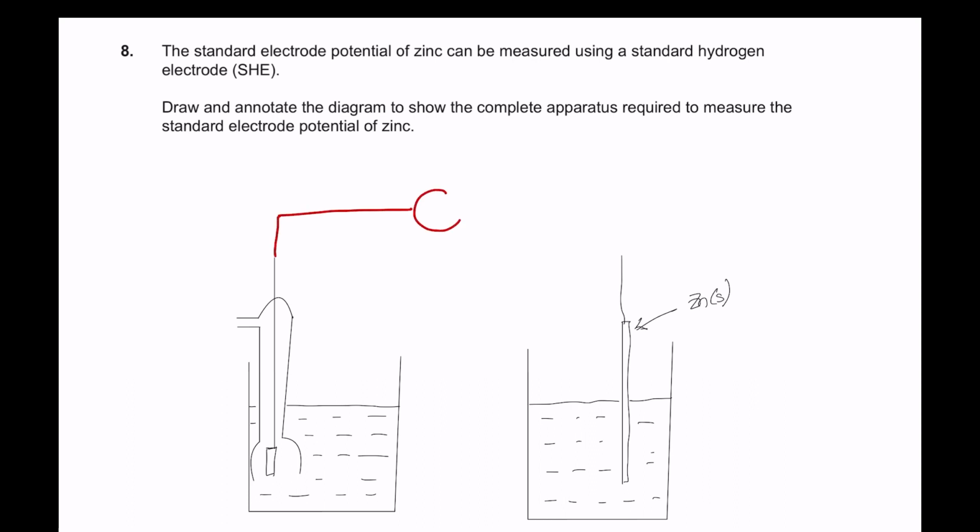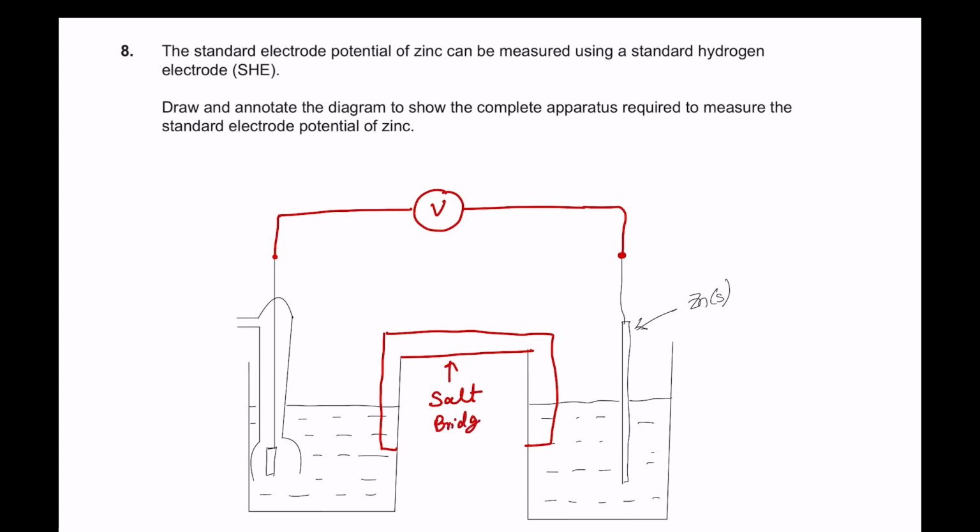Firstly, there would be a voltmeter here or an ammeter. Basically, we'll use a voltmeter because we are trying to measure the standard electrode potential. Here it would be connected. And there would be a salt bridge here to complete the connection. This is the salt bridge. This will be the voltmeter. So this side is zinc and this would be a solution of Zn2+ aqueous. Here this is the hydrogen electrode, the standard hydrogen electrode.